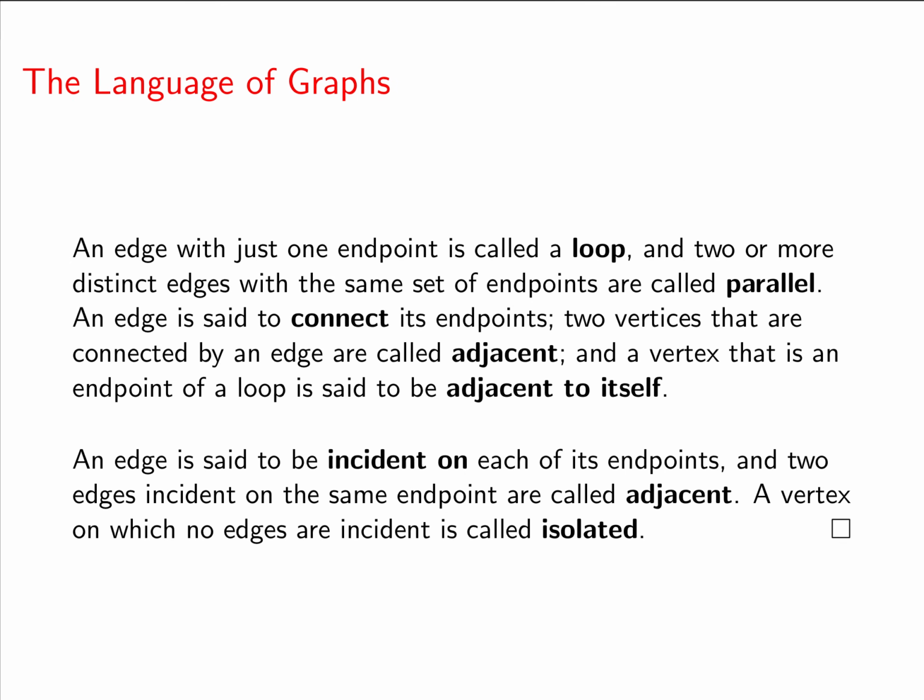Continuing with our definition, we'll just say that an edge with just one endpoint is called a loop. Two or more distinct edges with the same set of endpoints are called parallel. An edge is said to connect its two endpoints. Two vertices that are connected by an edge are called adjacent, and a vertex that is the endpoint of a loop is said to be adjacent to itself. And an edge is said to be incident on each of its endpoints, and two edges incident on the same endpoint are called adjacent. And finally, a vertex on which no edges are incident is called isolated.